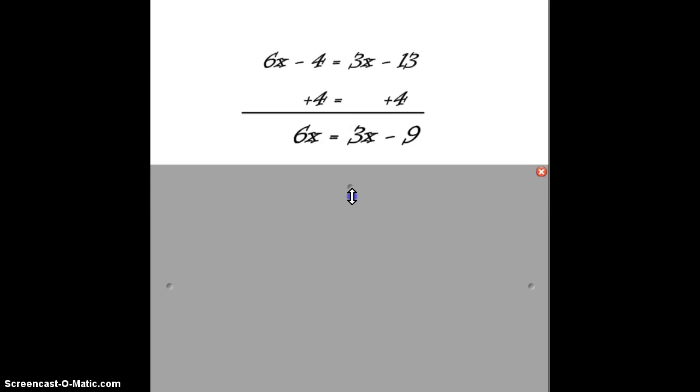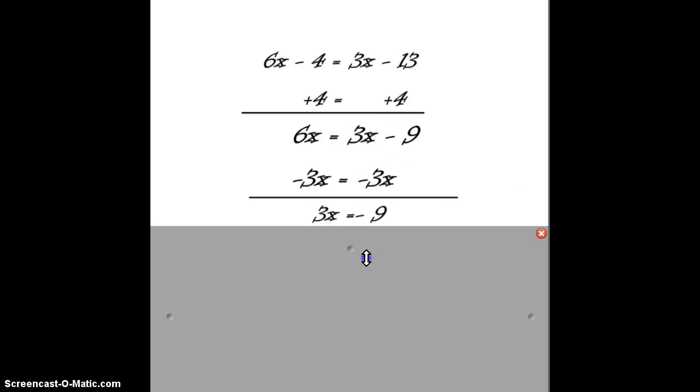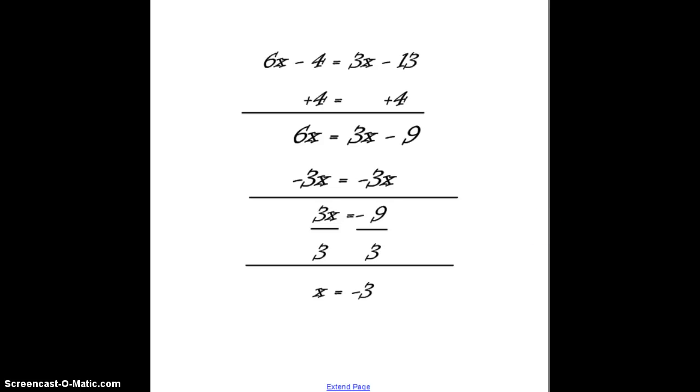Now I can move the 3x to the other side by subtracting. The 3x minus 3x does simplify to a 0 pair, and 6x minus 3x is 3x. I'm left with negative 9 on the right. This is multiplication of 3 and the x, so the opposite of that is division. X is equal to negative 3. Again, check your solution and see what happens.